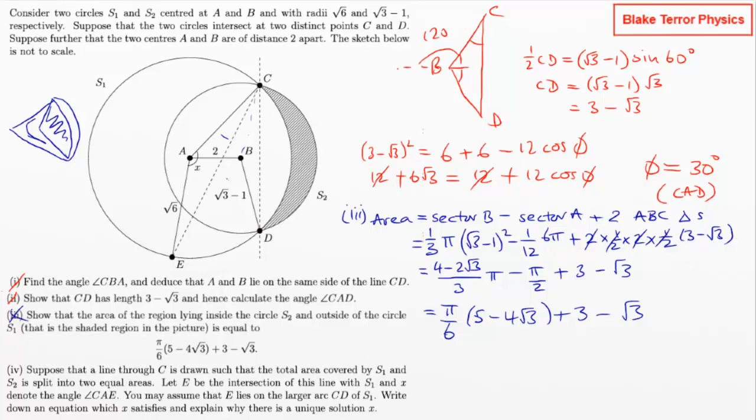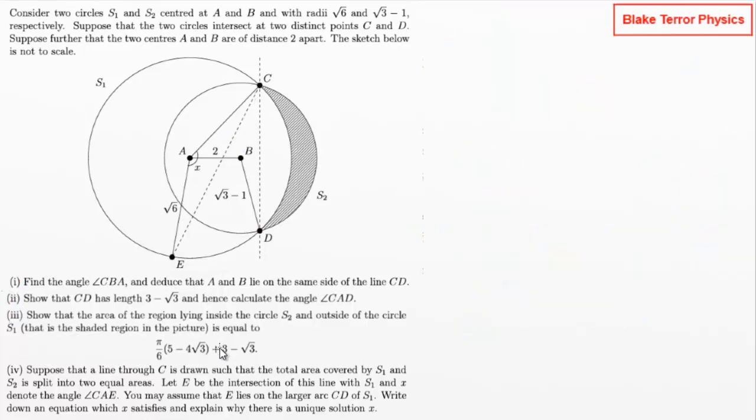Last part then. I think we need a new sheet on all of this. Last part. Suppose that a line through C is drawn such that the total area covered by S1 and S2, so the whole of the eyeball shaped thing, is split into 2 equal areas. Let E be the intersection of this line with S1, and X denote the angle CAE. So this thing here. So we're moving E around the circumference of S1 until we're splitting the area in half.